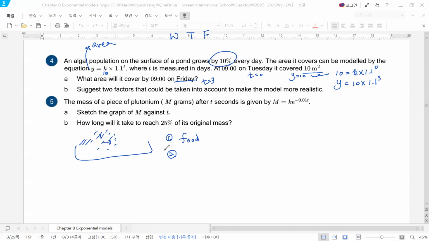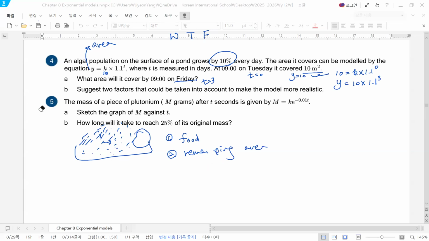Secondly, you need to consider the area of the pond is not infinite. So it's a finite area. The more area is covered by the algal population, at some point the remaining area is very small, so it will affect the growth rate of the algal population, right? So the remaining area. You need to consider these two factors.